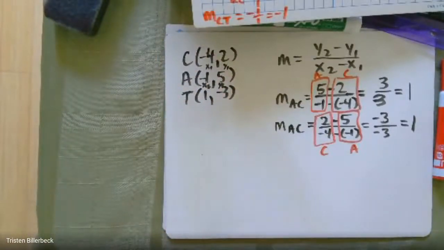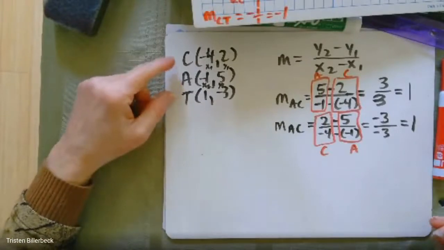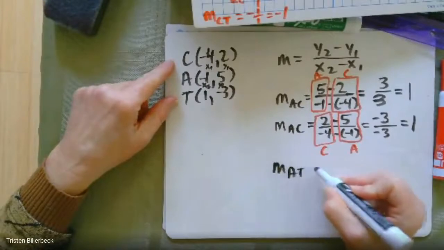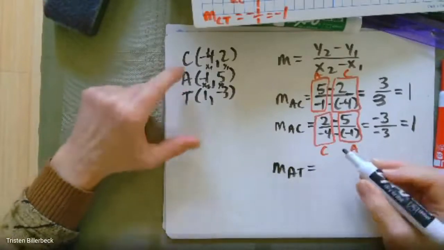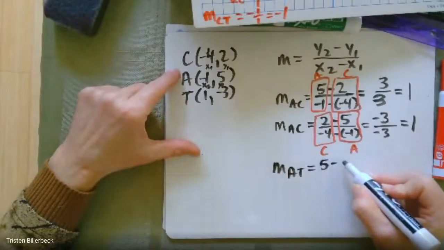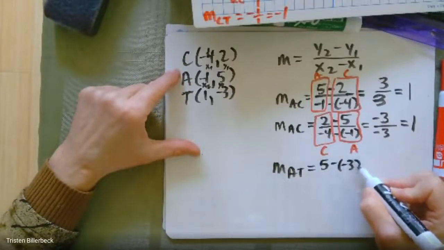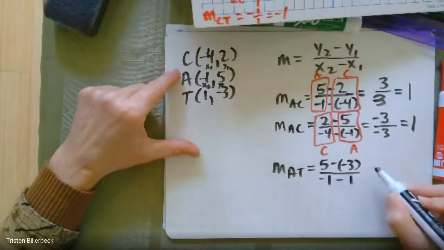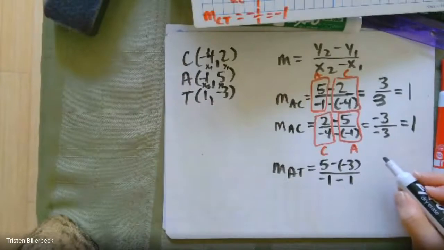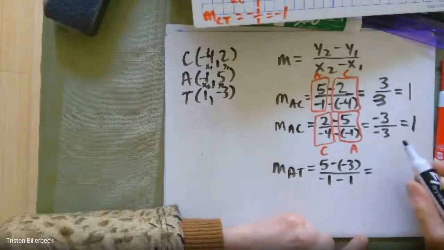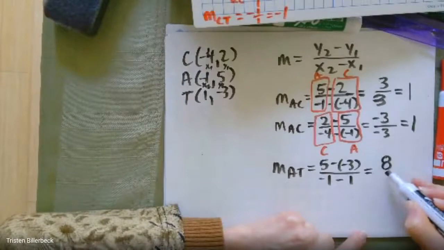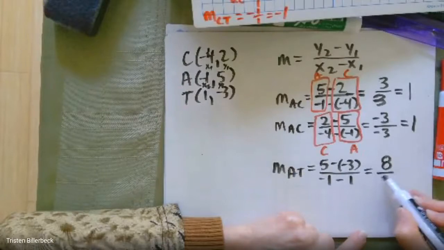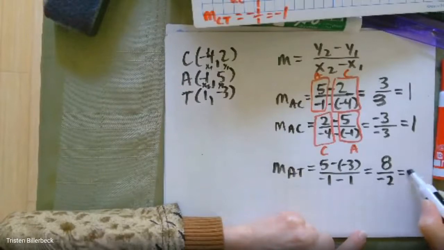All right, so let's look at, well, what's the slope of AT? So we have slope of AT equals, and then we have 5 minus -3 over -1 minus 1. So that's going to give us 8, because this becomes a positive. 5 plus 3 is 8 over -2. So that gives us -4.